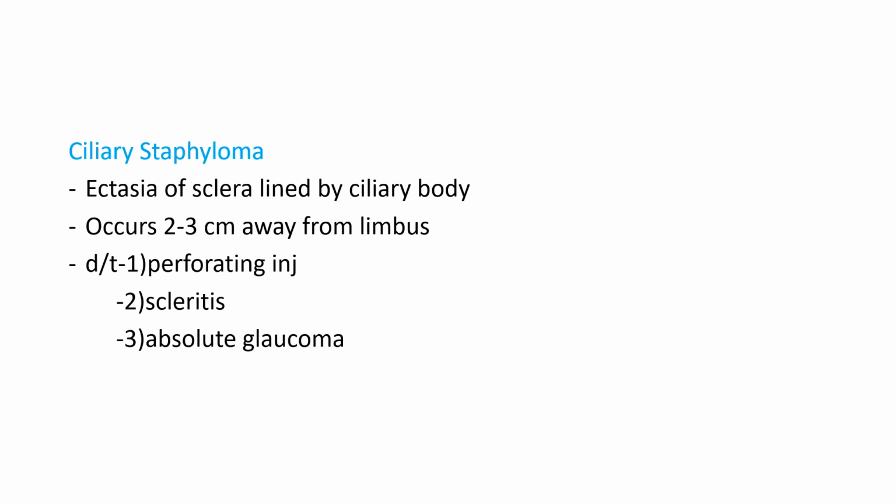Ciliary staphyloma. Ectasia of sclera lined by ciliary body. In anterior staphyloma it was lined by iris, in the intercalary staphyloma it was lined by the root of the iris, and in the ciliary staphyloma it is lined by the ciliary body. It occurs 2 to 3 mm away from the limbus, due to perforating injury or scleritis or absolute glaucoma.